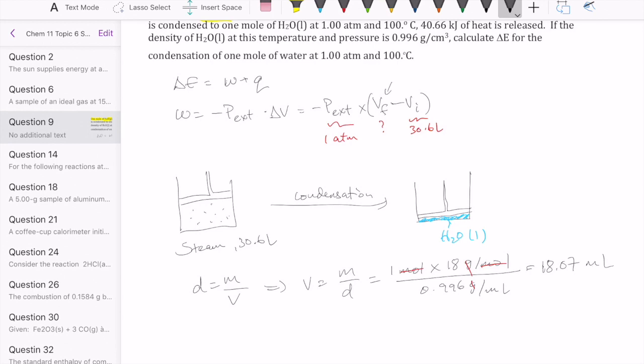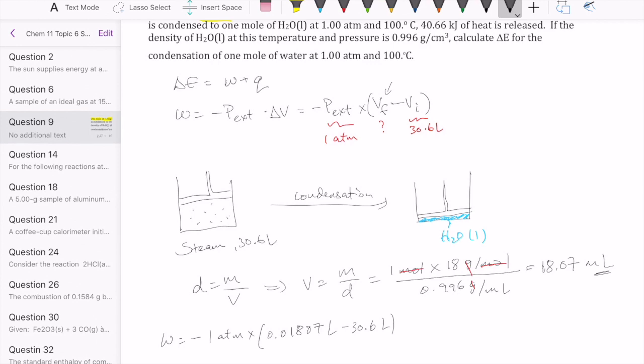Then we can use this information to calculate our work. Our pressure external is 1 atmosphere. Then we multiply this by the final volume. Well, the final volume is now this number, 18.07 milliliter, but the initial volume was given in units of liter, so we have to make sure they both have the same unit. So I'm going to change this to liter, and then minus the initial volume of 30.6 liter.